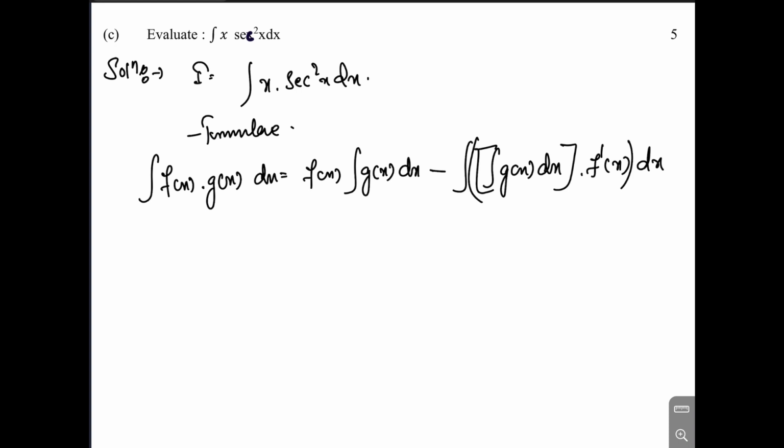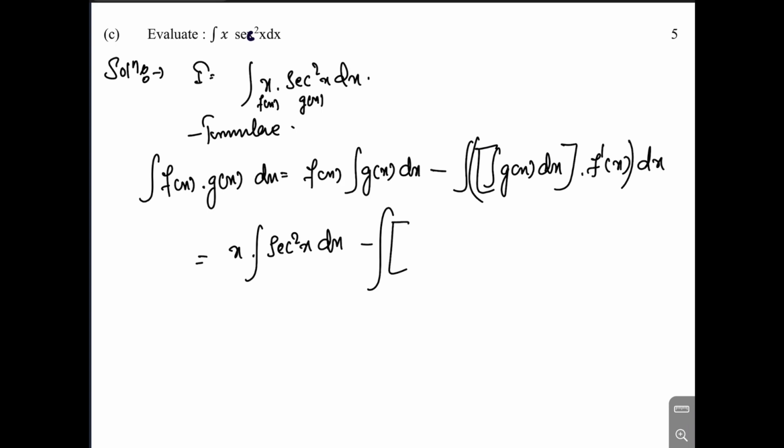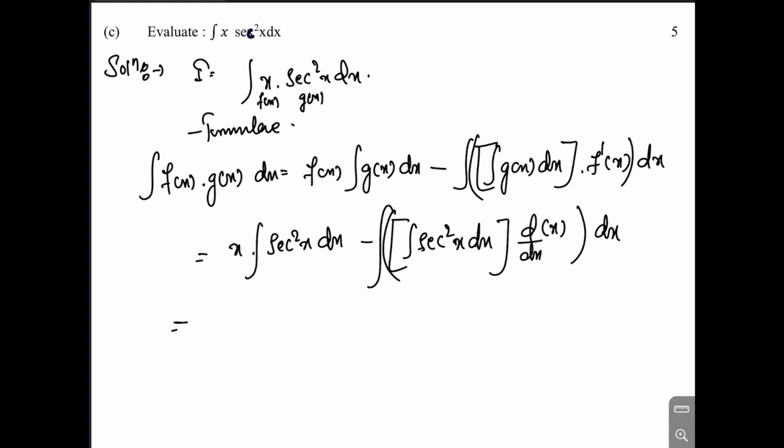Now let's try to substitute the values of f of x as well as g of x. This is f of x and this is g of x. So here we can substitute the values here. x into integration of secant square x dx minus integration of again secant square x dx, differentiation of x, into f dash of x. So here x into integration of secant square x gives tan x minus integration of again, here integration of secant square x gives tan x, differentiation d by dx of x which gives 1 here into dx here.